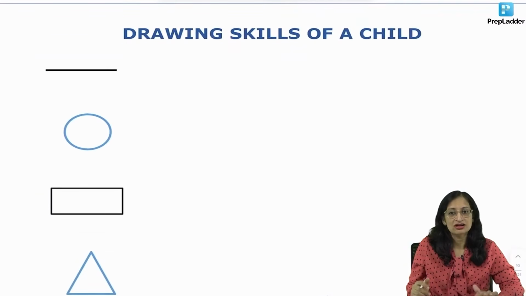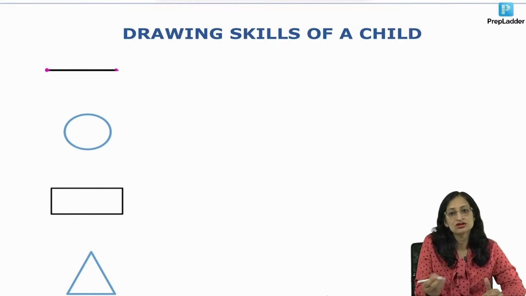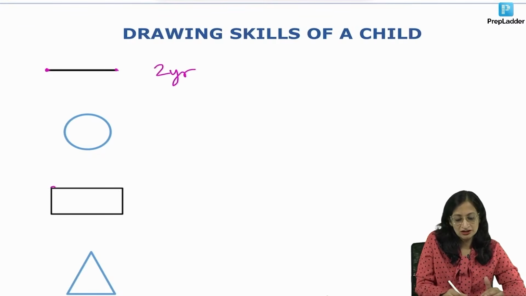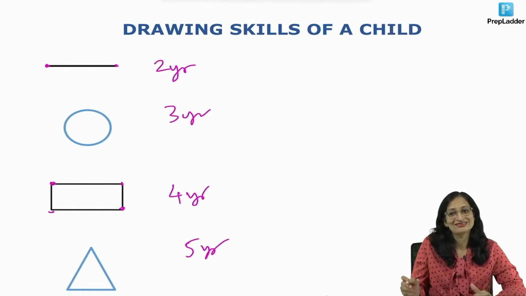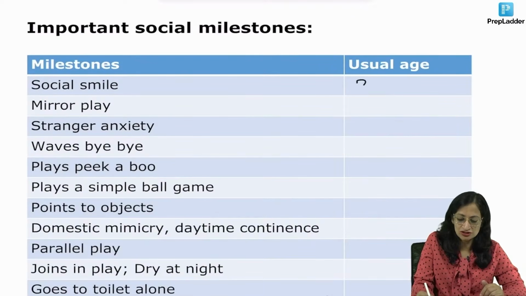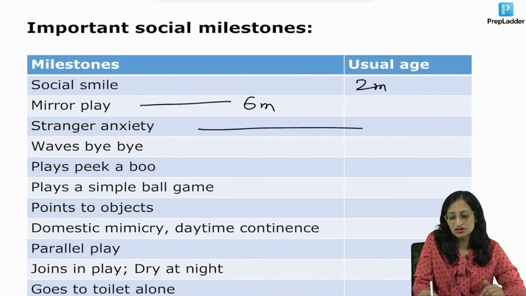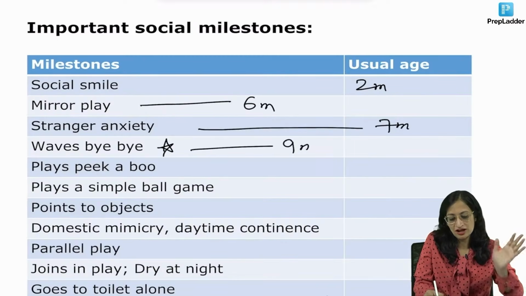Drawing skills of a child. So we know a child can copy a straight line has 2 edges, so 2 vertices, so 2 years. Rectangle, 4 vertices, copies a rectangle at 4 years. Circle at 3 years and triangle at 5 years, right? Important social milestones. Social smile we know comes around 2 months of age. Mirror play, the child plays with his or her own mirror image at 6 months. Stranger anxiety 7 months. Waves bye-bye is a very important milestone around 9 months of age.